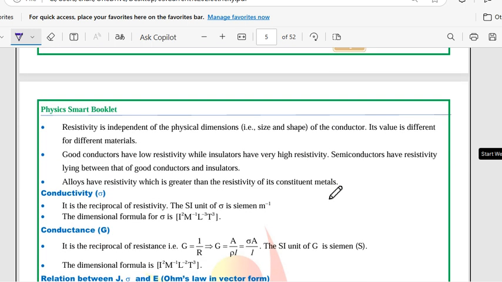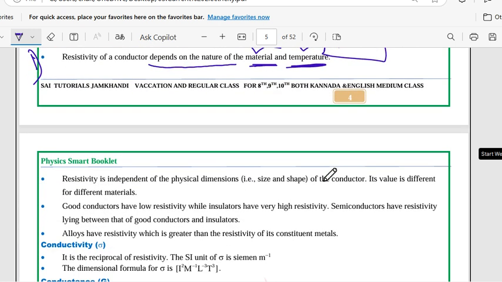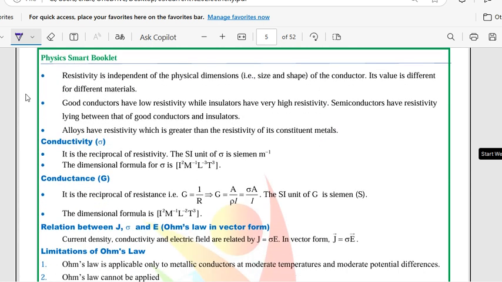Another point to remember: these are some factors affecting the resistivity. First, the resistivity of a conductor depends on the nature of the material and the temperature. Second, the resistivity of the material is independent of physical dimensions. What are those physical dimensions? The size and shape of the conductor.